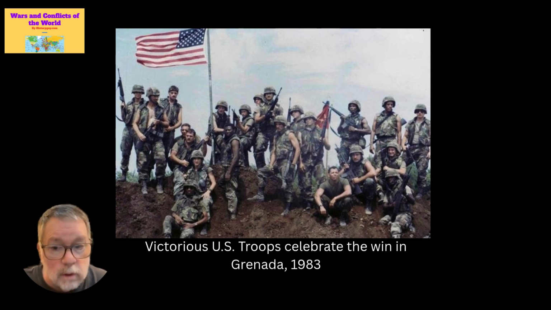This is part of the Cold War, of course, by the way. We're talking about a communist government versus the United States. So the U.S. took over the island pretty quickly, which is what one would expect. 19 U.S. dead, 45 Grenadian deaths, 24 Cuban deaths, and between 300 and 400 wounded on all sides. U.S. military superiority and firepower.